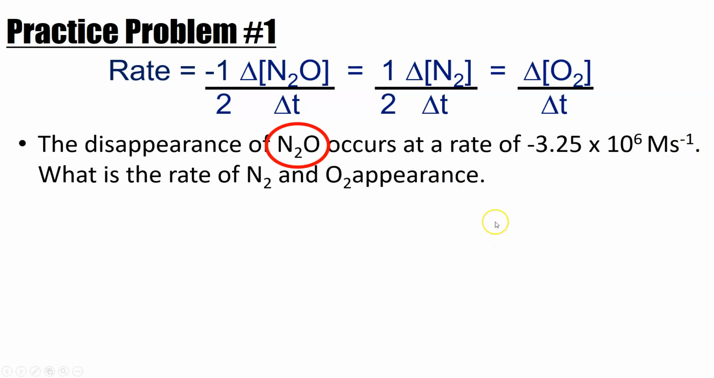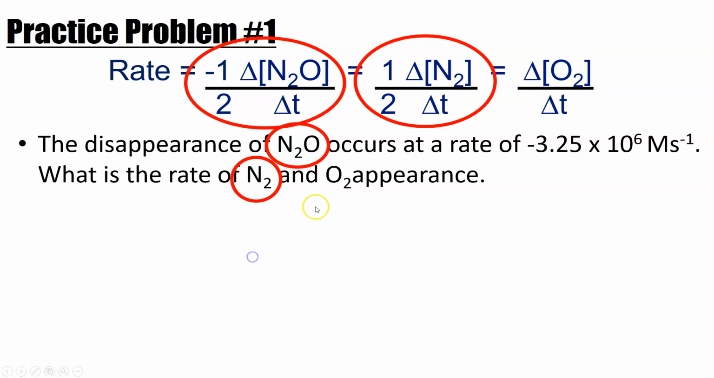So we're looking at the disappearance of that, which means we're going to need this piece of the expression. Let's start with the nitrogen. We'll come back and do the oxygen later. So we're going to use these 2 pieces. Because right now we don't care about the oxygen, you can ignore this part. We just need these 2 pieces. We're given a known value.